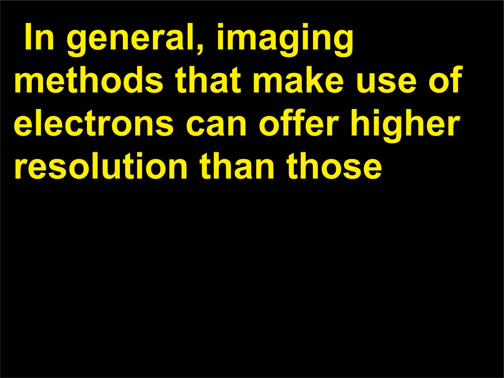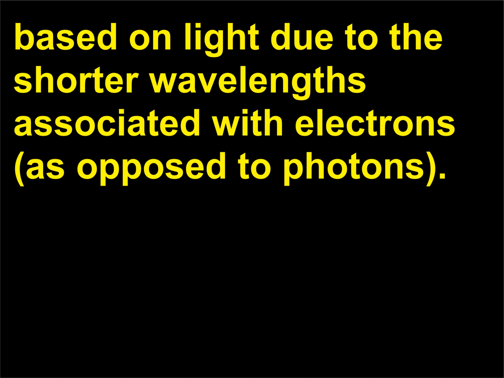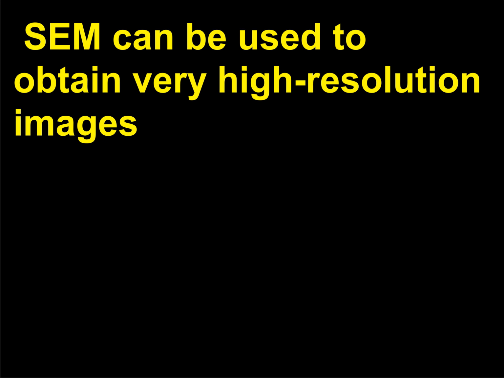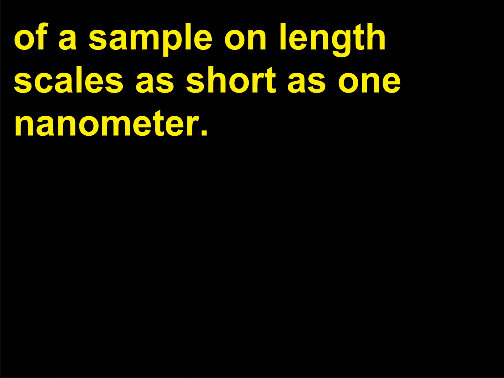In general, imaging methods that make use of electrons can offer higher resolution than those based on light due to the shorter wavelengths associated with electrons, as opposed to photons. SEM can be used to obtain very high-resolution images of a sample on length scales as short as 1 nanometer.